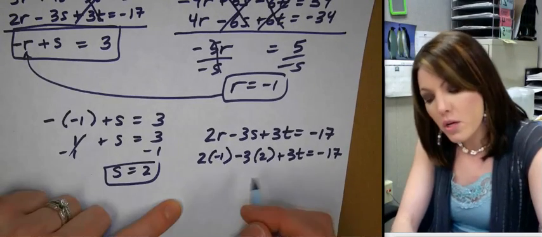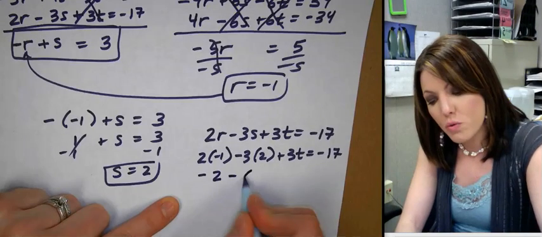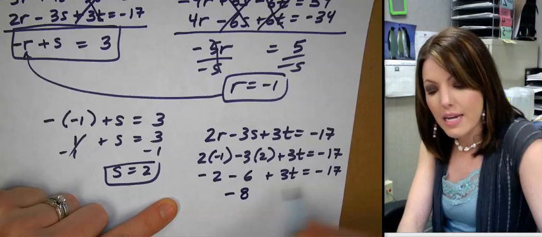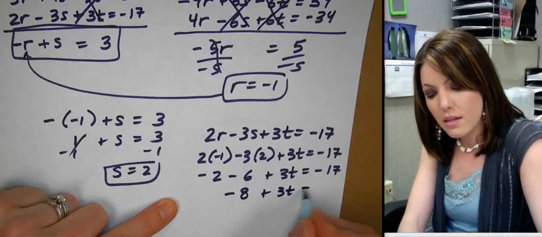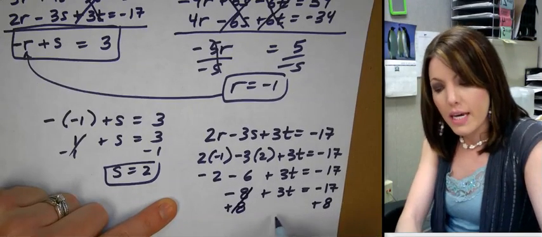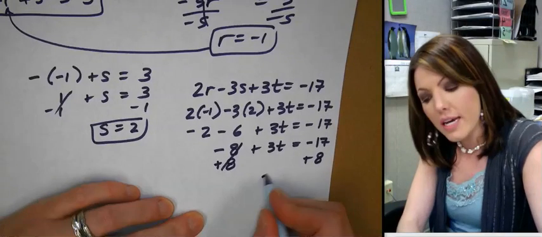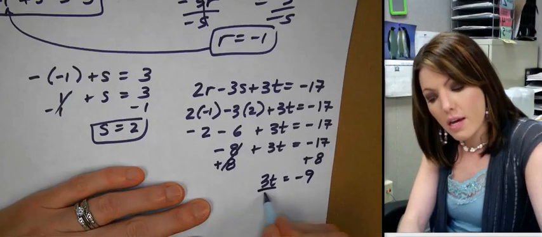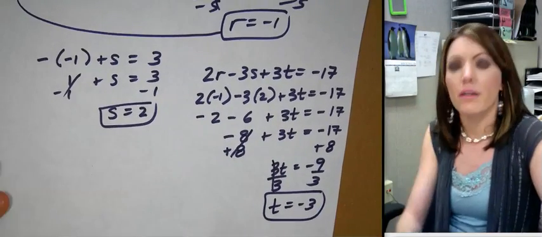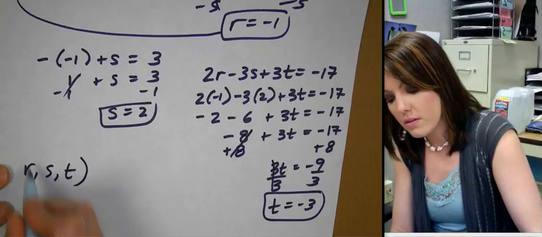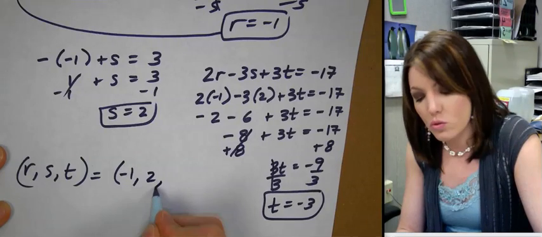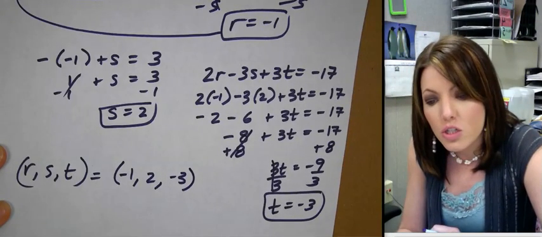All right, so here we go. So 2 times negative 1 is negative 2, minus 6 plus 3t equals negative 17. Negative 2 minus 6 is negative 8, plus 3t equals negative 17. If we add 8 to both sides, we get 3t equals negative 9, and divide by 3. T equals negative 3. So remember, R, S, T, we put in order here, we get negative 1, 2, negative 3, that would be B.